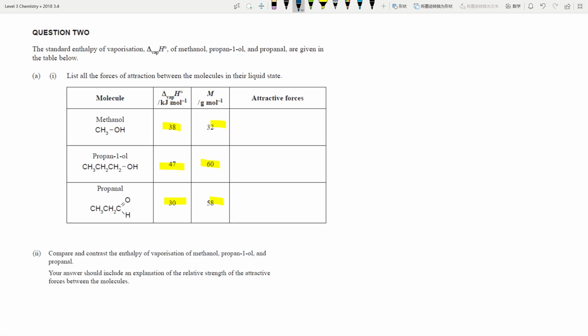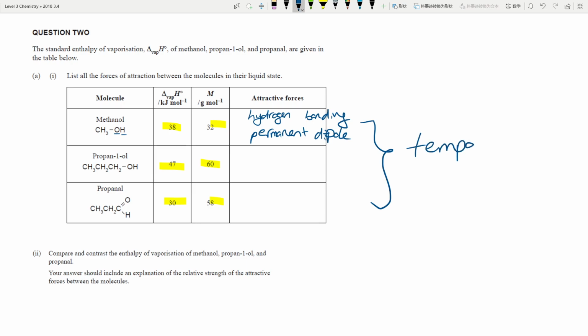If you look at this, it has O bonding to H, so this has hydrogen bonding straight away. And it also has permanent dipole-dipole. If you have hydrogen bonding, you can have permanent dipole-dipole force of attraction. And something I should have done at the beginning is that all three of them, any molecules that you see, all of them have temporary dipole-dipole force of attraction. So just write that down straight away.